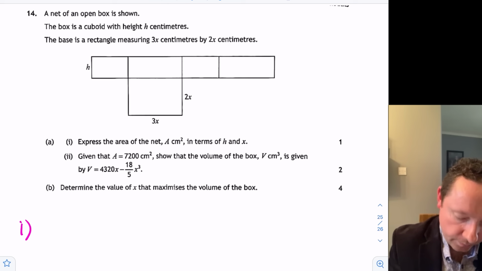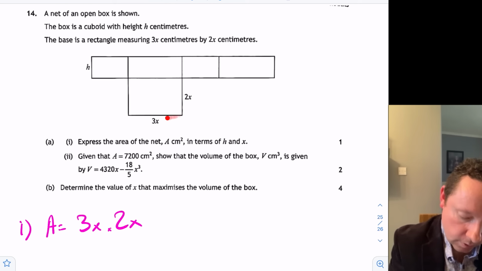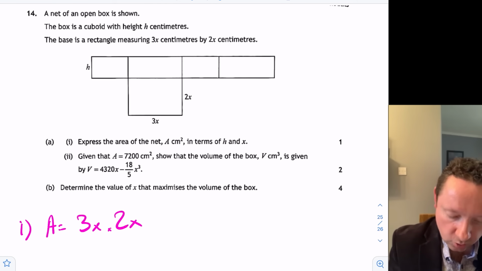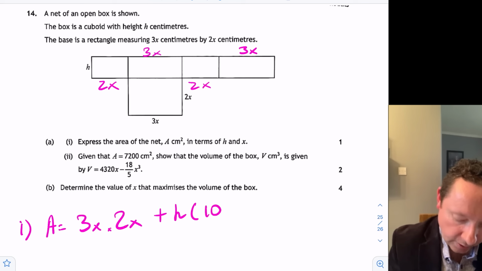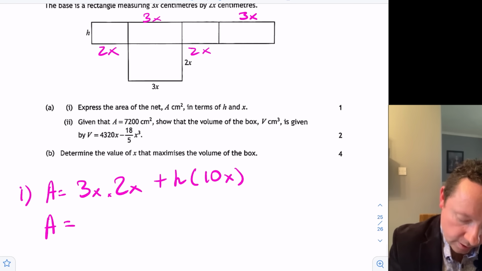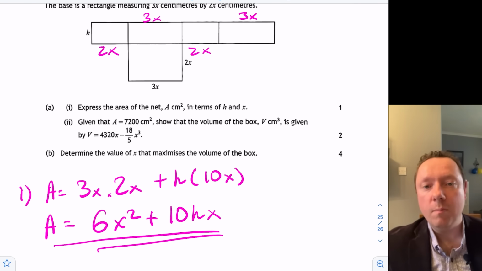So for part 1, we've got 3x times 2x for this bit here. And then this will be 2x because it's just going to go up the side. So that's 2x. And obviously this is 2x as well. We've got 3x here. And then if you just imagine that over the top or around the front, this will also be 3x. So you've got 3, 4, 5, 6, 7, 8, 9, 10. So it's plus h times 10x. So that gives you 6x squared plus 10hx. And it's only worth 1 mark, so there we are.